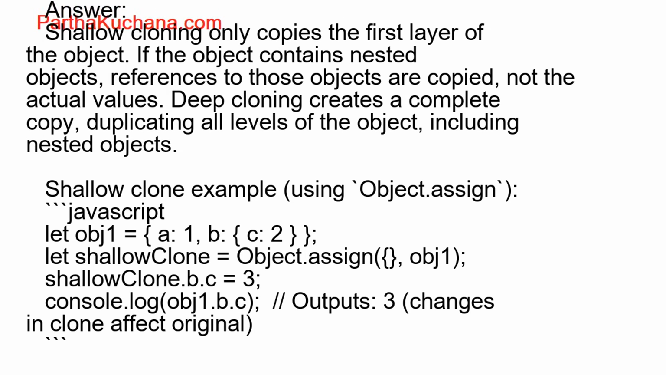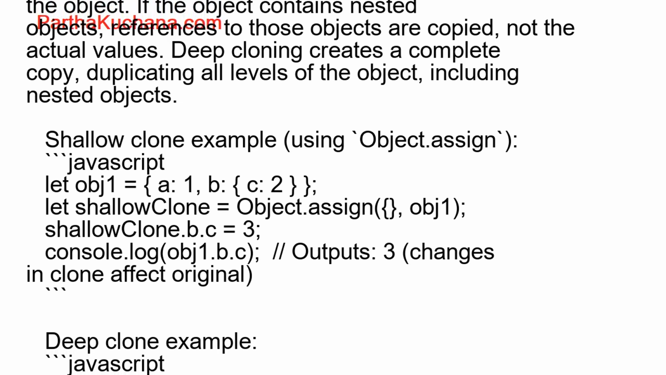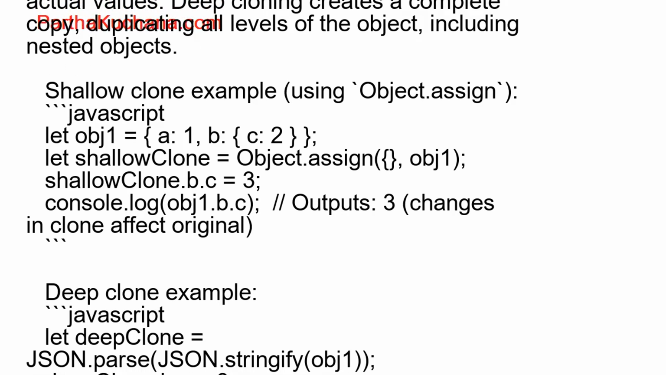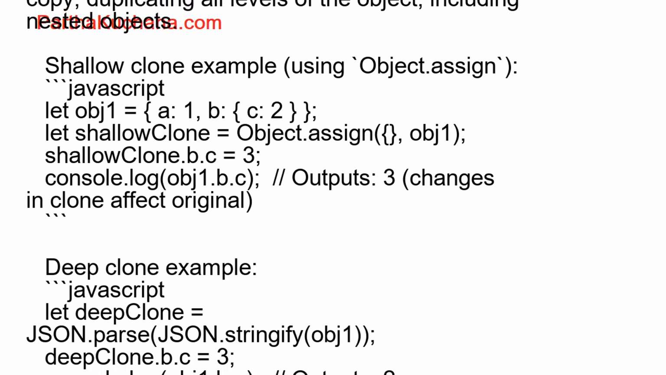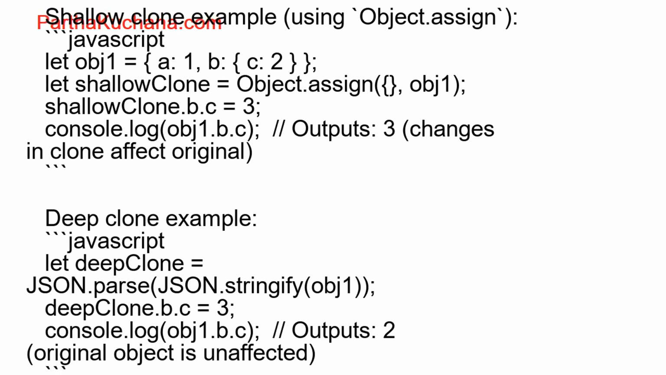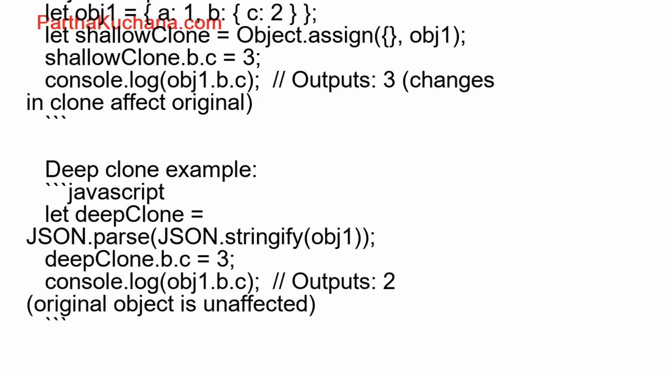Deep clone example. JavaScript. let deepClone = JSON.parse(JSON.stringify(obj1)). deepClone.b.c = 3. console.log(obj1.b.c) // outputs 2. Original object is unaffected.